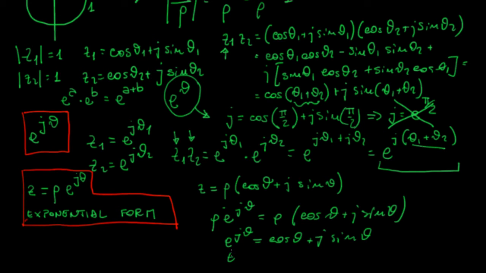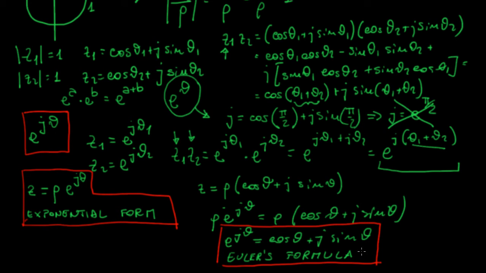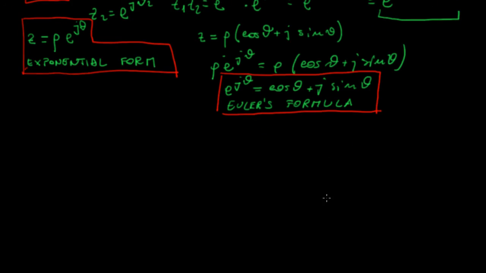And this is Euler's formula, which states the correspondence between the exponential form and the trigonometric form of a complex number. This is a fundamental property, and we will be using this formula a lot of times because it is really very convenient for our kind of application. Now let's try to understand why it is so important to use the exponential form for complex numbers.